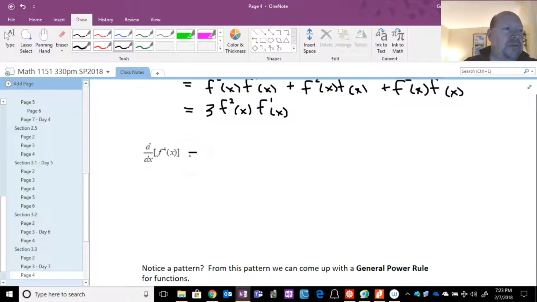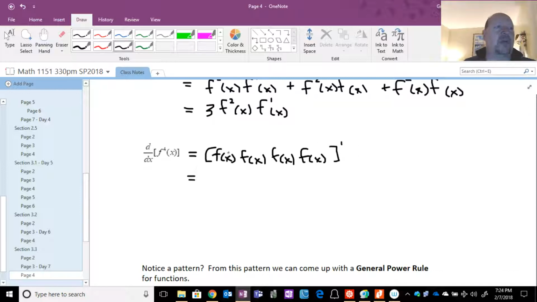So this would be the same thing as taking the derivative of f of x times f of x times f of x times f of x. And we're taking the derivative of that. So what we're going to do is move the prime down the line, and we're going to have to do that 4 times, right? Just to save a little time here, when you do that, we're going to end up with this.